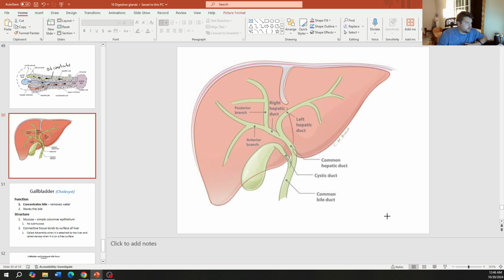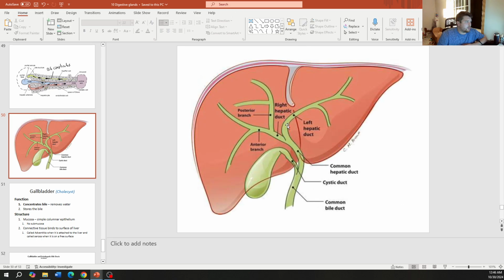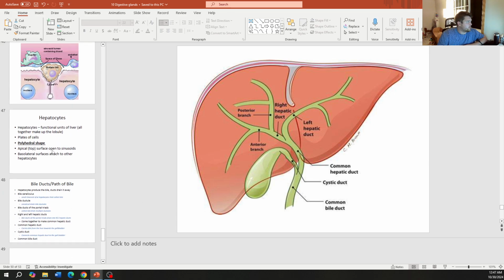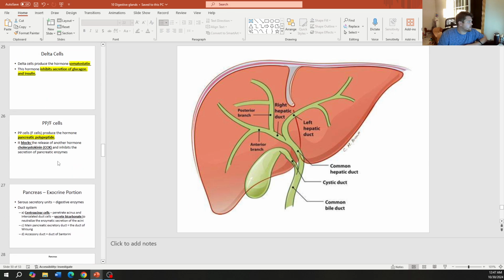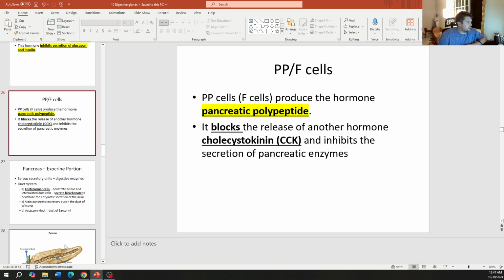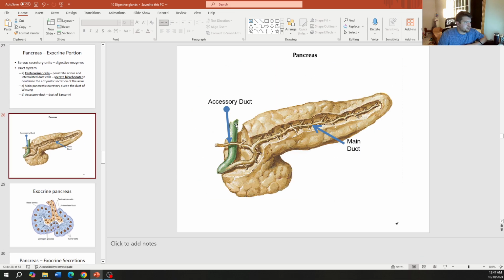So we have those right and left hepatic ducts coming together into the common hepatic duct. And then we have a cystic duct, which leads to the gallbladder, and then the common bile duct, which goes down, and we saw actually a part of that looking at the pancreas. There's the common bile duct leading into the same spot as our main duct.